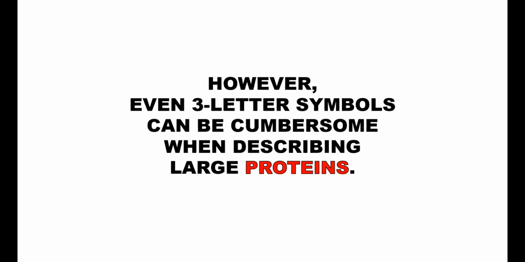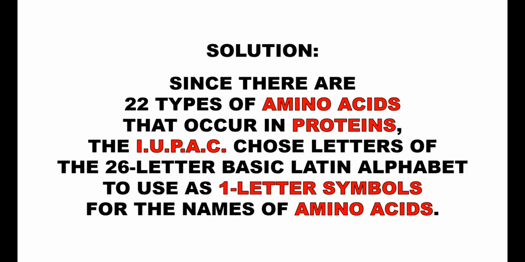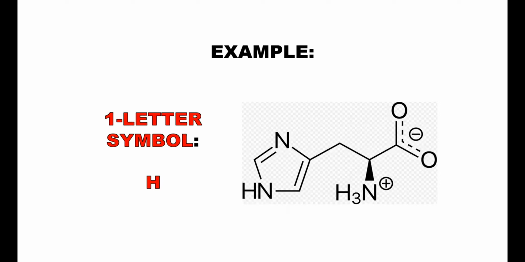However, even these three-letter symbols can be cumbersome when describing large proteins. The solution for this problem is that since there are 22 types of amino acids that occur in proteins, the IUPAC chose letters of the 26-letter basic Latin alphabet to use as one-letter symbols for the names of amino acids. For example, this same structure that I have been showing you, the one-letter IUPAC symbol for that structure is capital letter H.